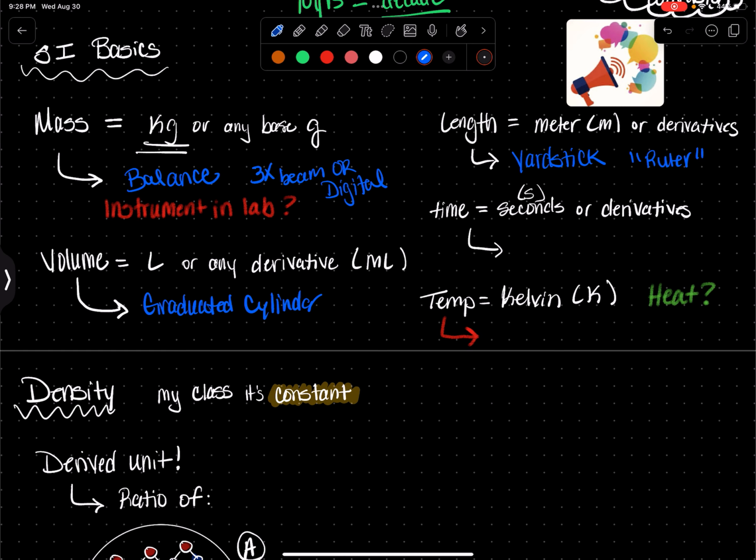Time, when we're talking about time, the SI unit for time is seconds or any derivative of seconds. So millisecond, centisecond, that kind of thing. And it's used by a stopwatch.